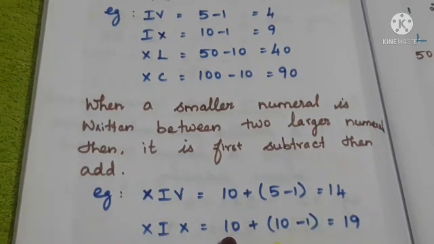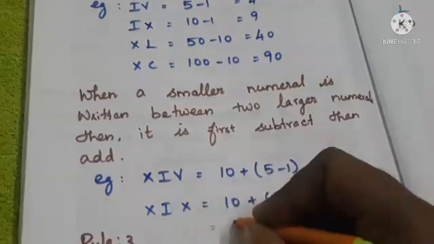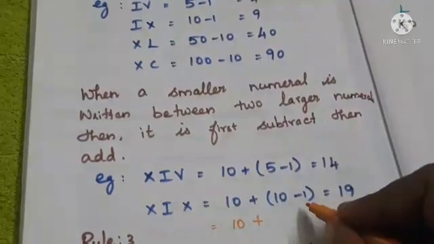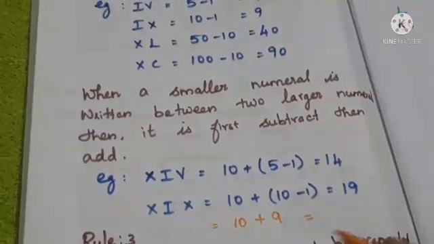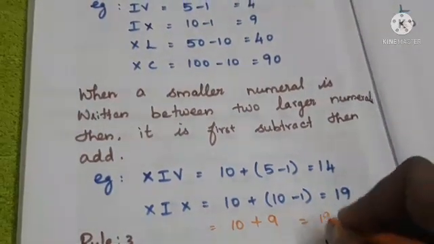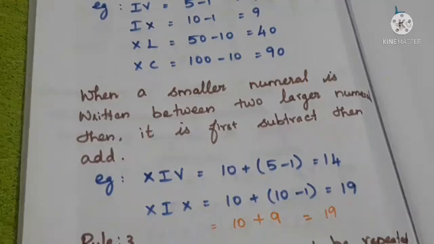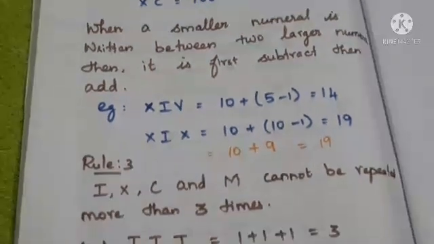So next what will you get? You will get 10 plus 10 minus 1, that is 9. Next, 10 plus 9 is 19. So our answer is 19. Understand this one? Next, rule number 3.